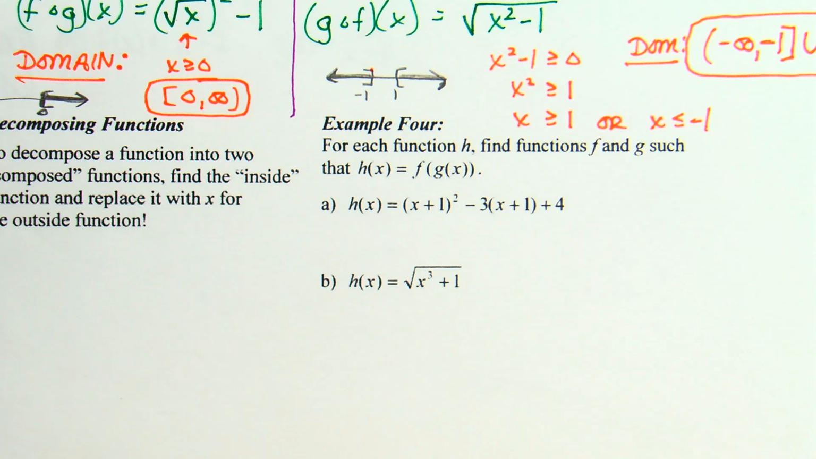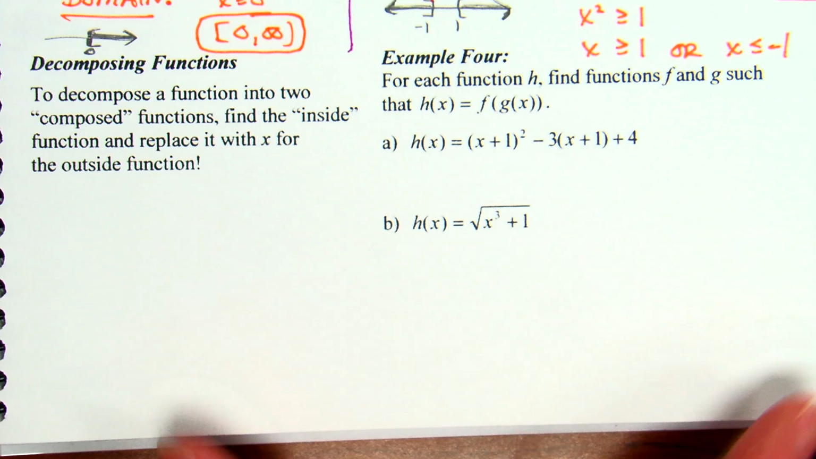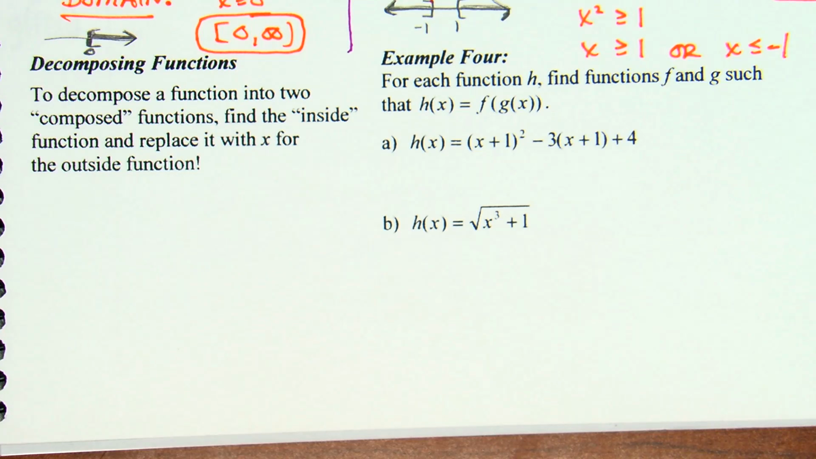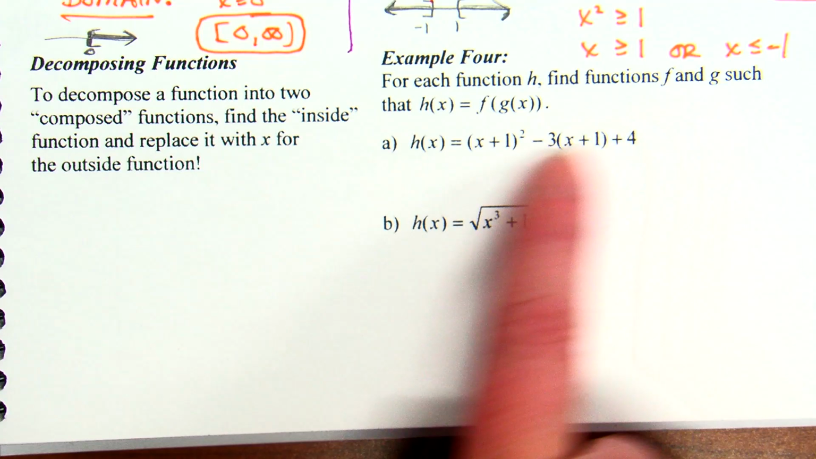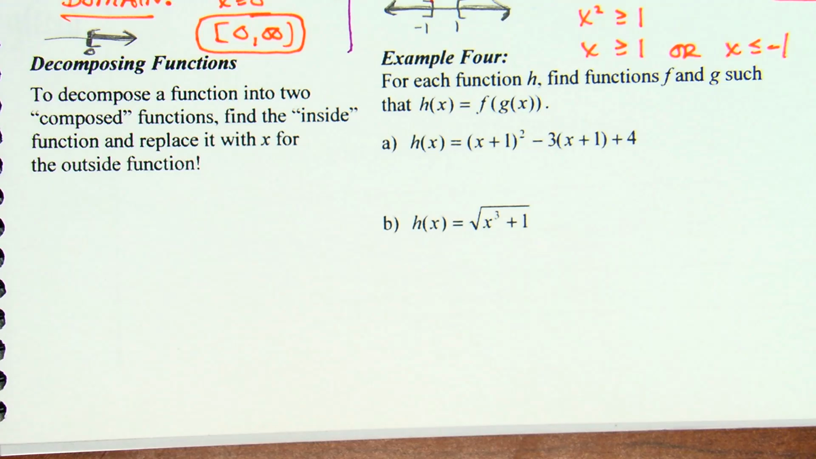So let me get my screen where I need it to be. So notice it says, to decompose a function into two composed functions, find the inside function and replace it with x for the outside function. So, for each function, we're finding f and g, such that h of x equals f of g of x. So, they're calling these h of x. What you have to do is decide, okay, if h of x represents f of g of x, which one's f, or which one could be f, and what could we use for g?